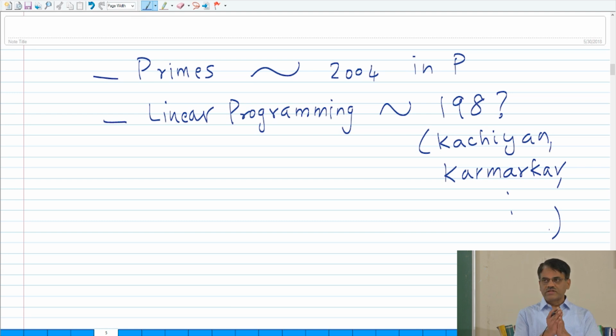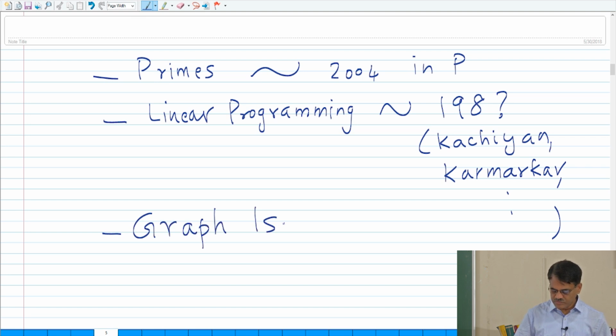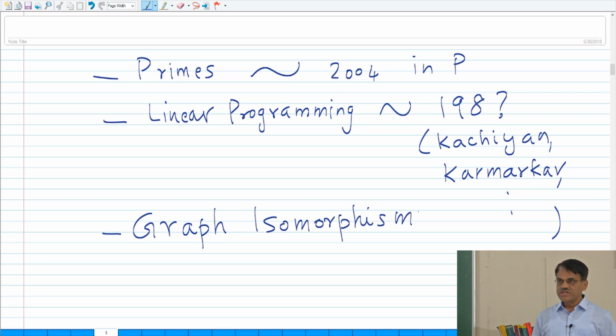The popular algorithm you see for linear programming, which is very old, from the 60s, is the simplex algorithm, which goes through every vertex of the polyhedron region, and that is an exponential algorithm in the worst case. Whether it was polynomial time was an open problem at that time. This was resolved soon after. And the problem which is still open is the problem of graph isomorphism. This is an important problem.